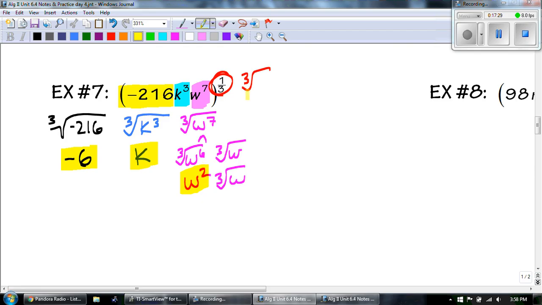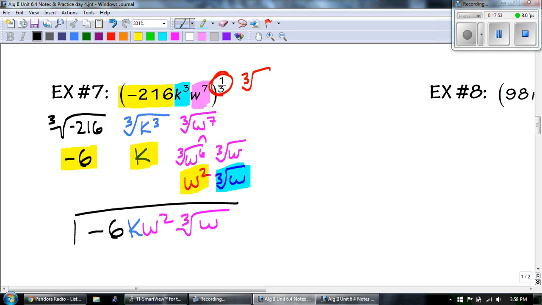So we've got simplified, and then there's our remainder. So as I write everything out, I have my -6, I have my k, and my w squared, and then my remainder of the cubed root of w. And remember that cubed root of w, that was our remainder. Okay?